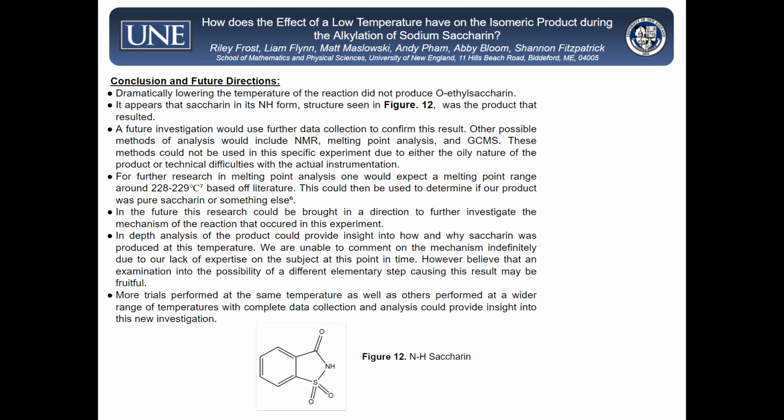In the future, this research could be brought in a direction to further investigate the mechanism of the reaction that occurred in this experiment. In-depth analysis of the product could provide insight into how and why saccharin was produced at this temperature.